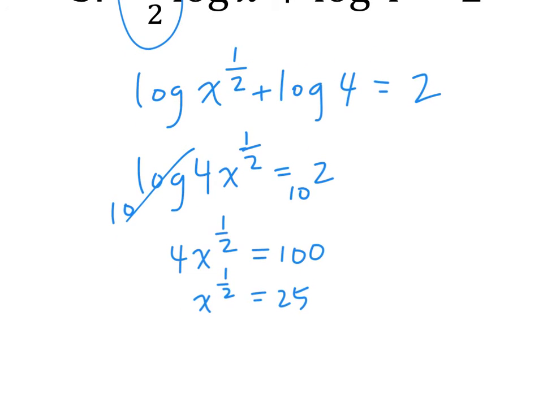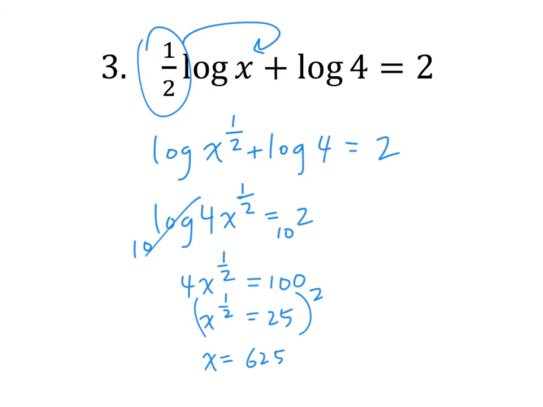Then what? Square. Yes, square. X is 625. Then you mentally check. If I plug 625 back in, will I get negative? Well, I will not. So 625 is the answer.